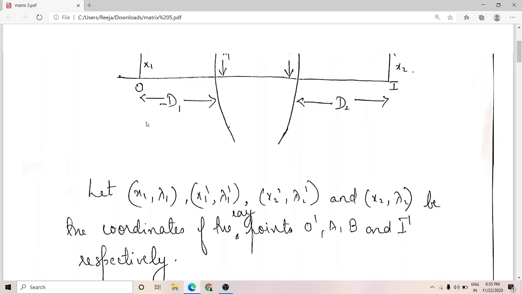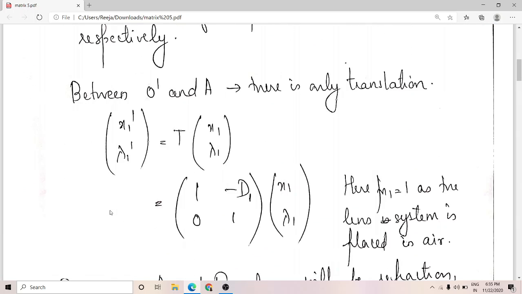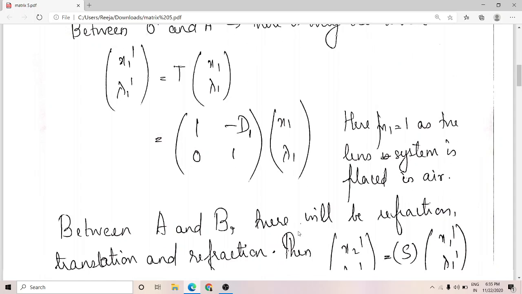Now between O dash and the point A, there is a translation taking place. So let us write down the matrix equation, that is between O dash and A there is only translation. So x1 dash lambda 1 dash is equal to T into x1 lambda 1, that is 1 minus d1 by mu 0 1, where mu is 1 here because the ray is going through air. So 1 minus d1 0 1 into x1 lambda 1. So we got the first matrix equation.